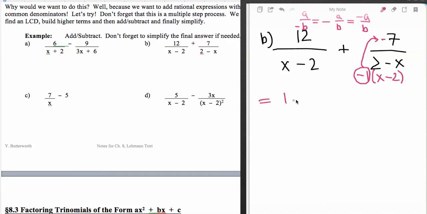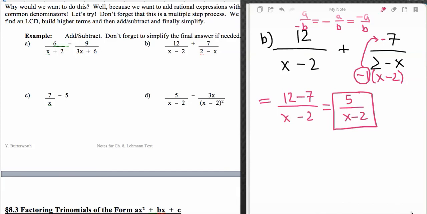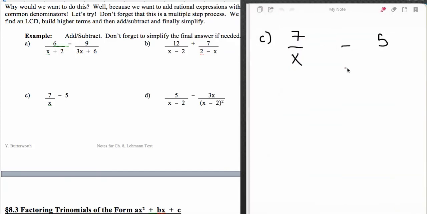So this is going to look like 12 minus 7 all over x minus 2. And so 12 minus 7, we're going to get 5. And 5 over x minus 2. And there's not a thing more we can do with it. That'll be our final answer. All right, now moving on, we have 7 over x minus 5.